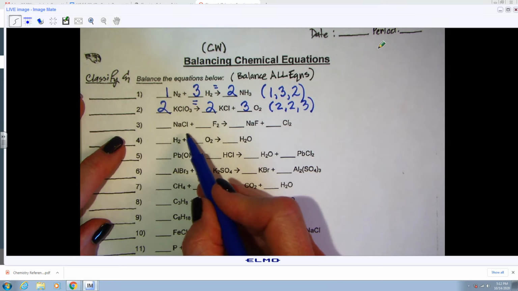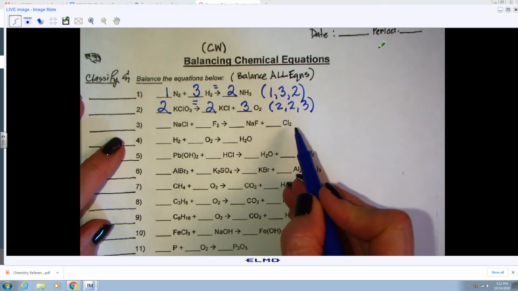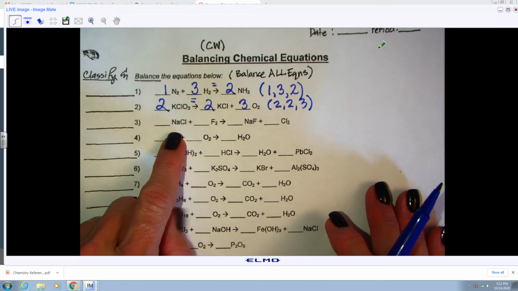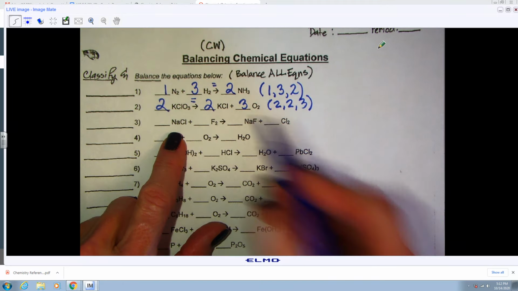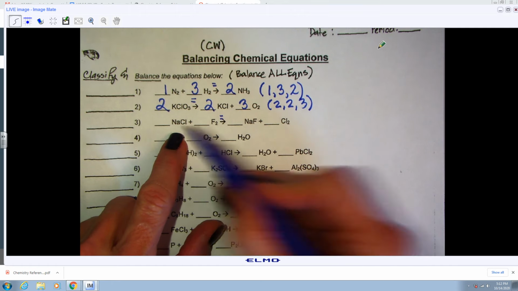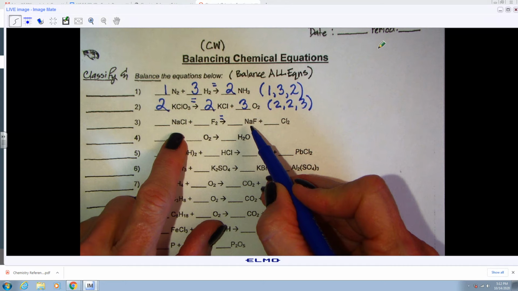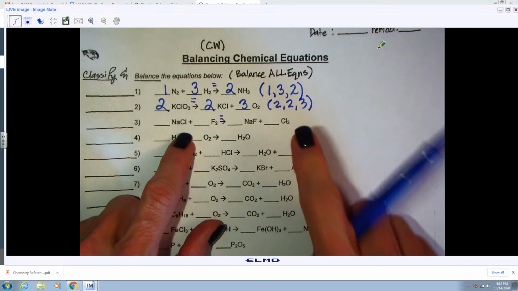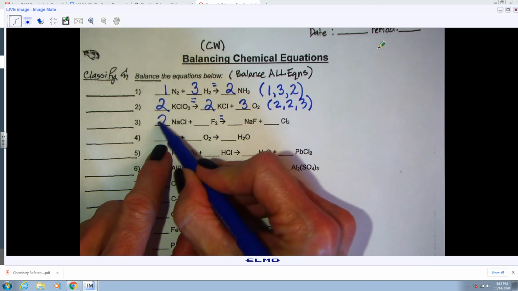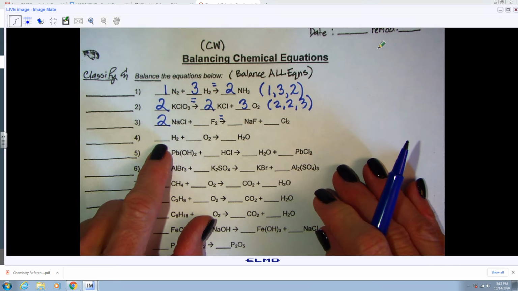So looking at this one, I don't really see any large subscripts and I don't see any odd subscripts other than 1s. So if nothing really stands out to me, then I just kind of start with the beginning and I just move back and forth until every atom is balanced. Remember, this is your equal sign. 1 sodium on this side and 1 sodium on this side. 1 chlorine on this side, but I have 2 chlorines on this side. So I'll come back and put a 2 in front of the sodium chloride.